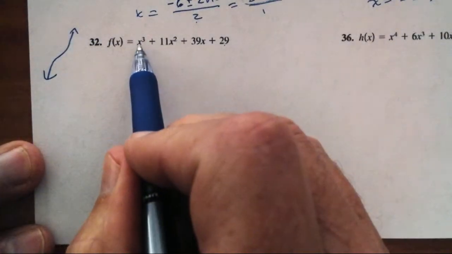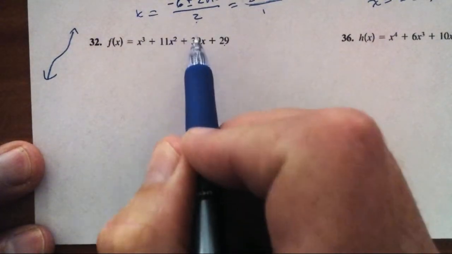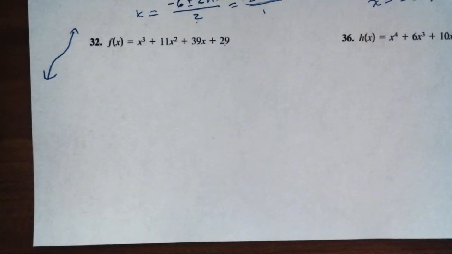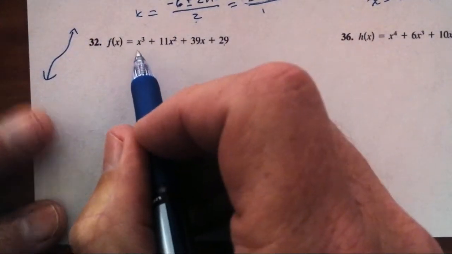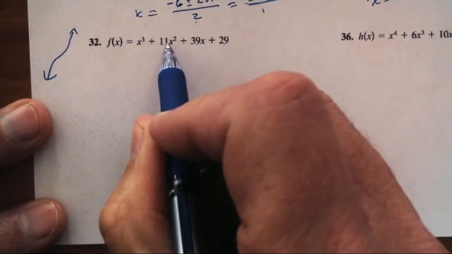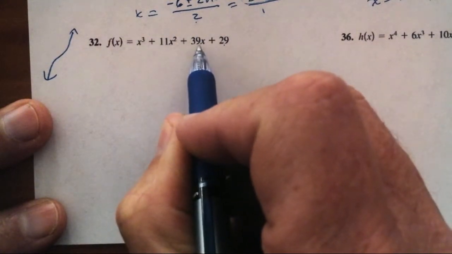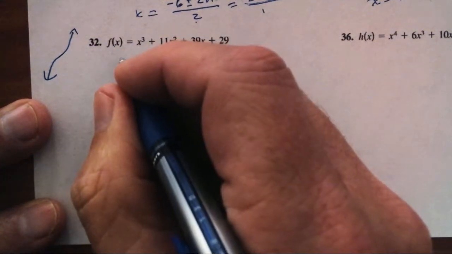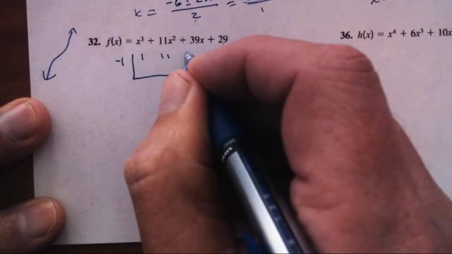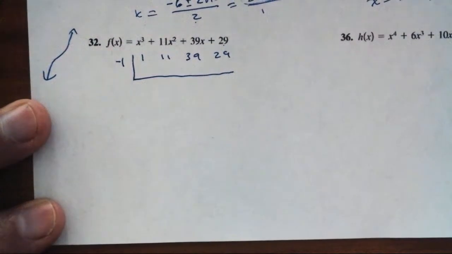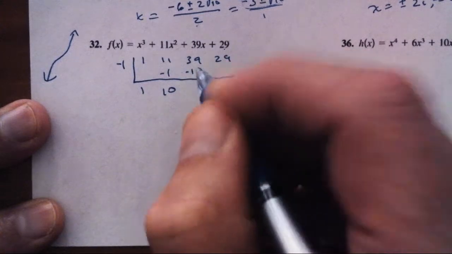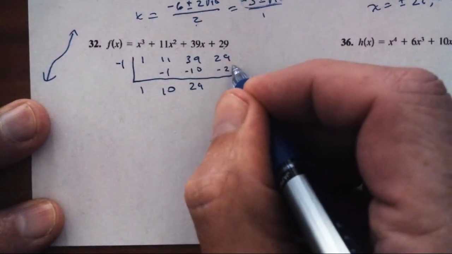But I quickly see if I put in a positive, I get positive plus positive plus positive plus positive. That can't be 0. So I'm going to hope negative 1 synthetically divides this thing. We can almost do that one in our head, perhaps. Negative 1, this would be negative 1, plus 11, 10, plus negative 39, negative 29, plus 29. Yeah, I think that's going to work. So I'm going to run negative 1 synthetically through 1, 11, 39, 29. I expect to get a 0 here. So that's 1 and negative 1 and 10 and negative 10 and 29 and negative 29 and 0.